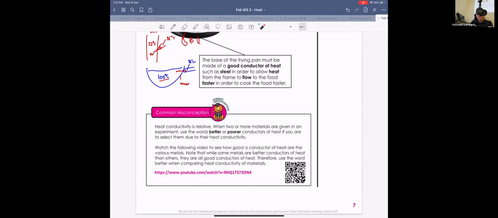So whenever you are given a comparison between two objects, please don't say one is a good conductor, another is a poor conductor. You have to say one is a better conductor of heat than the other. Use comparative words such as better and poorer conductor of heat. Don't say worse conductor. So you say wood is a poorer conductor of heat than metal, or you can say metal is a better conductor of heat. Better and poorer, not good or bad.